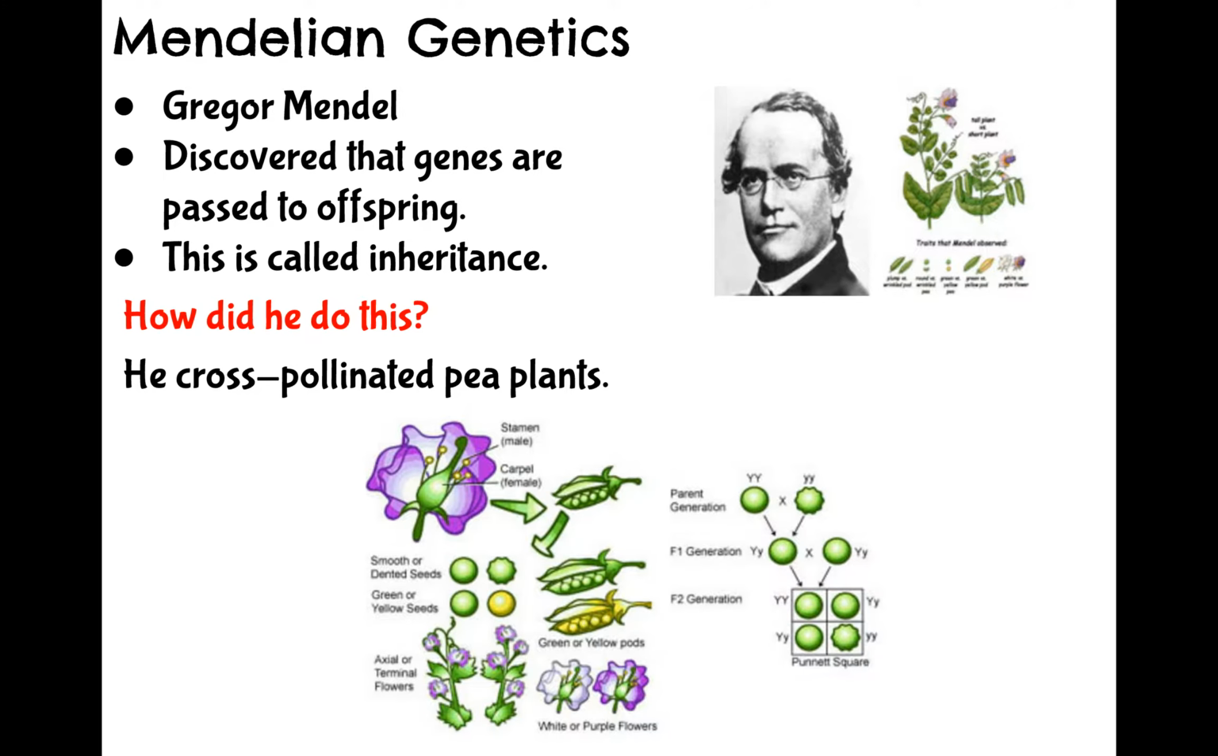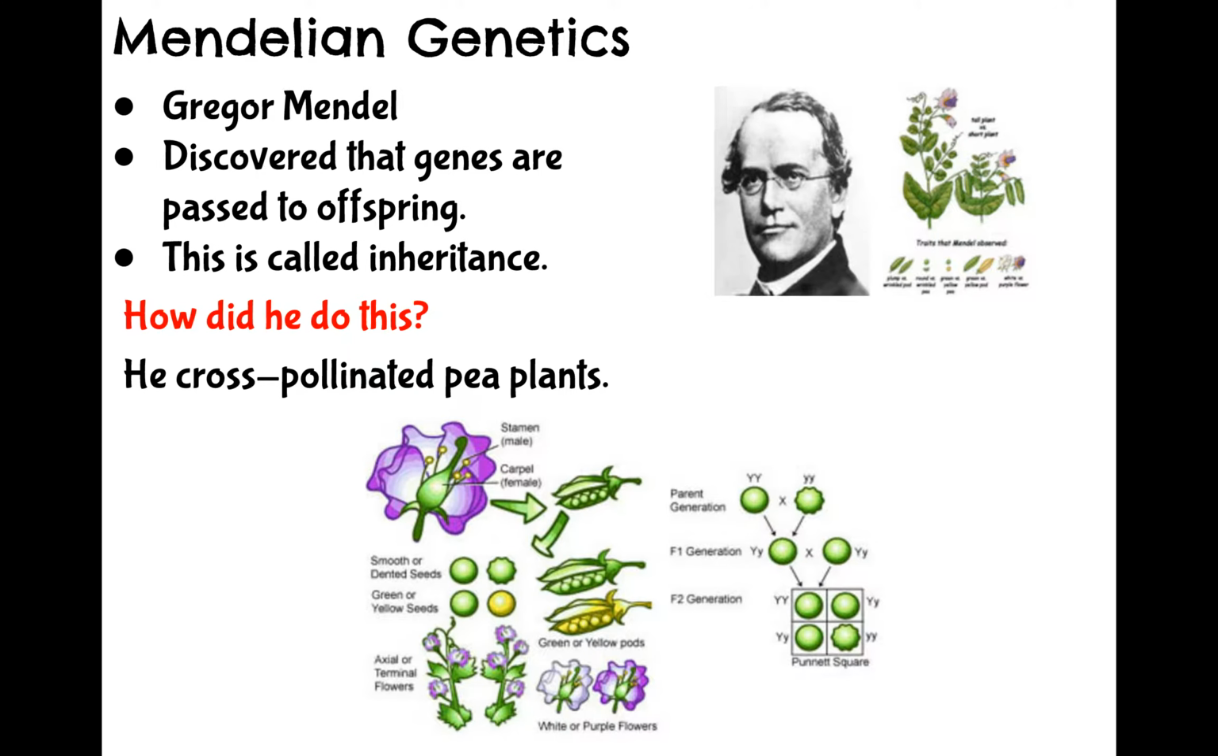Gregor Mendel was actually a monk who studied around 300,000 peas in his lifetime. What he discovered in his research was that genes are passed to offspring. We call this inheritance, or heredity. He is now who we call the father of modern genetics. So how did he do this?